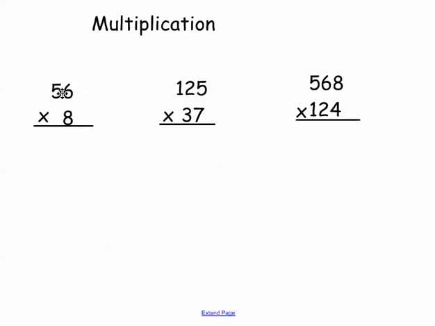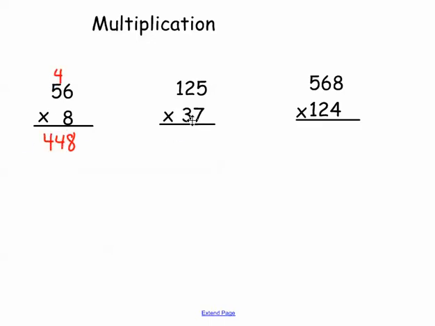All right, so if I'm multiplying a 2-digit by a 1-digit, I'm simply multiplying 8 times 6 and then 8 times 5. So 8 times 6 is 48. Carry my 4. 8 times 5 is 40, plus 4 is 44. Okay, that's a single digit.